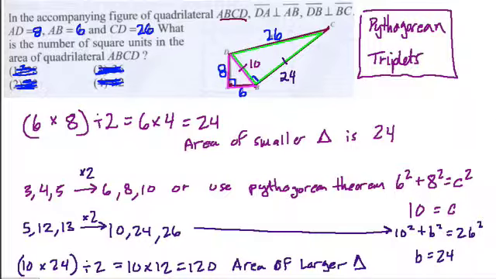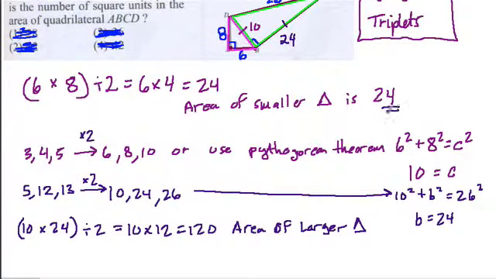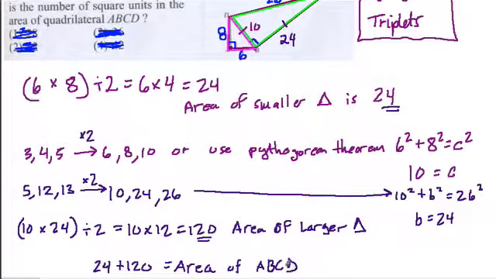Now add them together and we get the area of the quadrilateral, right? So we add up 24 and 120 and we're done. So 24 plus 120, that equals the area of quadrilateral ABCD. We can just write the letters out, A, B, C, D. And that's it. All right, hope that helped.